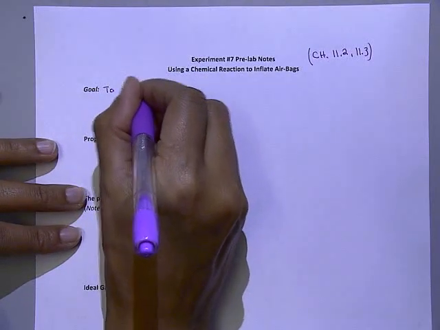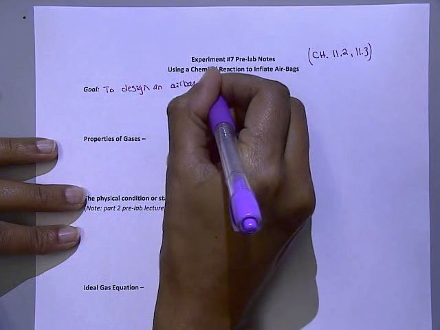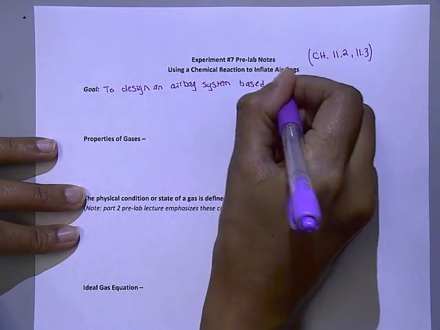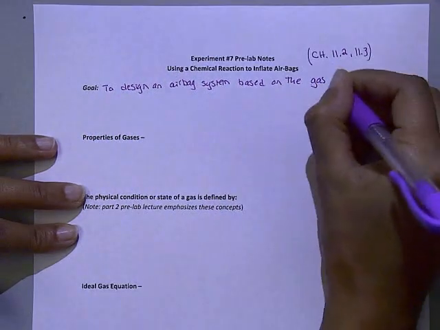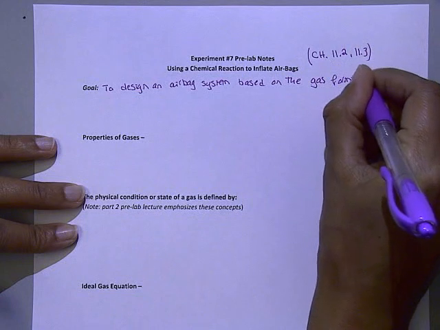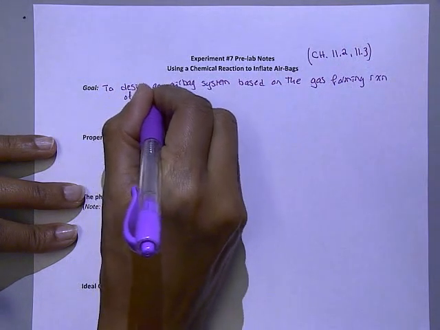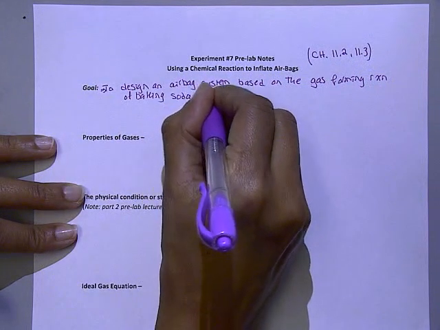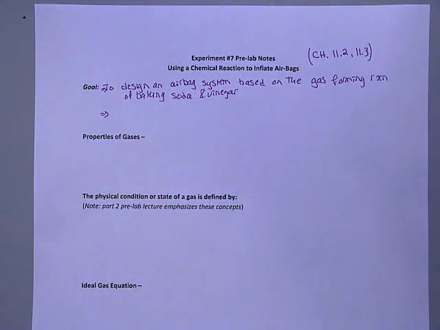The first goal is to design an airbag system based on a specific reaction, which is the gas-forming reaction of baking soda and vinegar. So that's the design component.